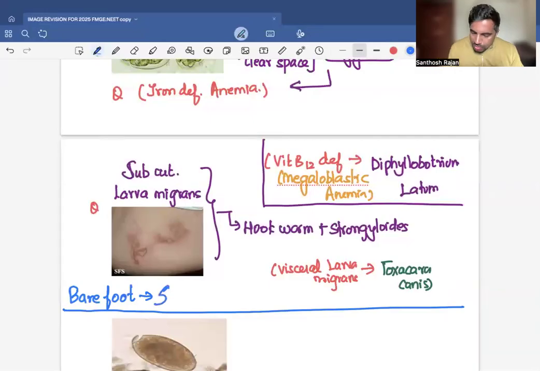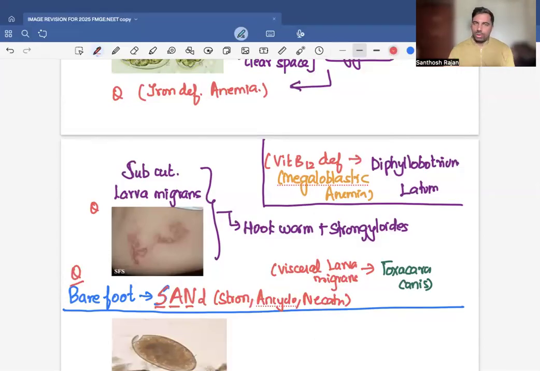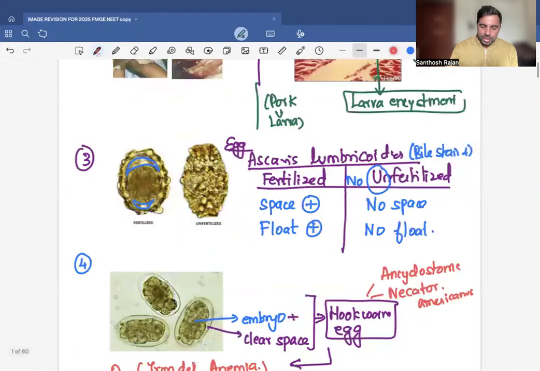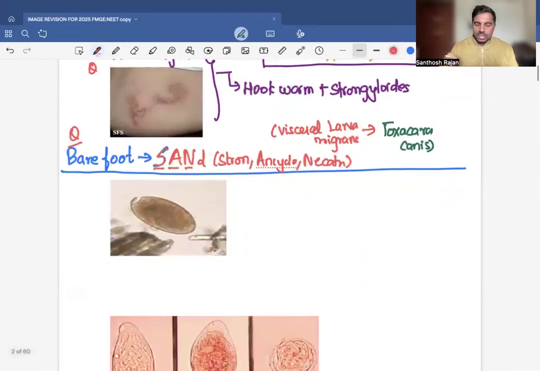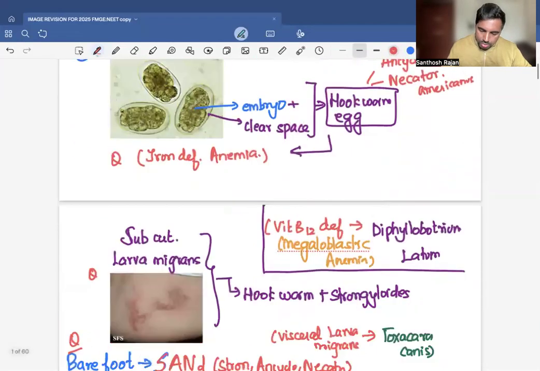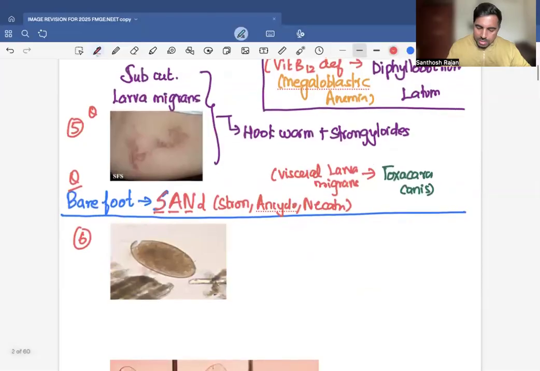So remember, the rest of them have a different route. Other nematodes have a different route of spreading, mostly fecal and a few through mosquito. The three important ones: SAND, sand. S for Strongyloides, and Ancylostoma, and the other one is Necator americanus. So these three spread through barefoot, and that question can be asked. This is important for revision. So we finished the hookworm thing. Image number is not important here.